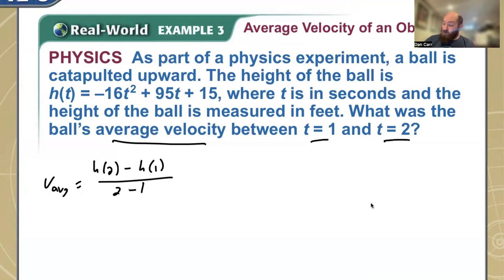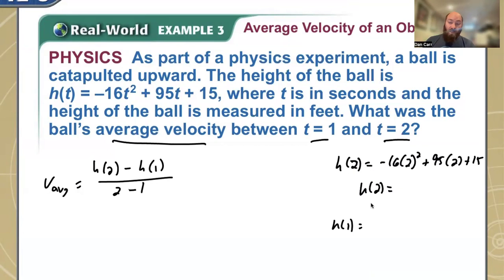Okay, so I'm going to go off to the side and figure out what h of 2 is equal to and what h of 1 is equal to. So h of 2 is -16 times 2 squared plus 95 times 2 plus 15. I plug that in the calculator and get h of 2 is equal to 141. h of 1 is going to be -16 times 1 squared plus 95 times 1 plus 15, so h of 1 comes out as 94.